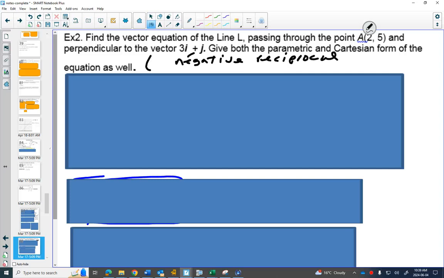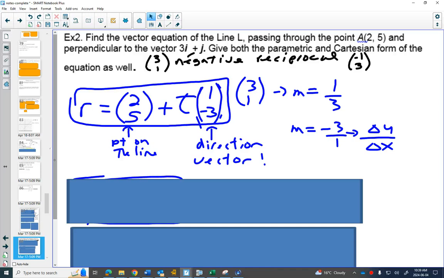So this vector would be (3, 1). If it's perpendicular to that, in slopes that would be negative reciprocal, so we can write (-1, 3), or we could put the negative on the bottom. It really doesn't matter where you put the negative. So for your direction vector, I put the negative on the bottom this time. It wouldn't matter if you put the negative on the top.